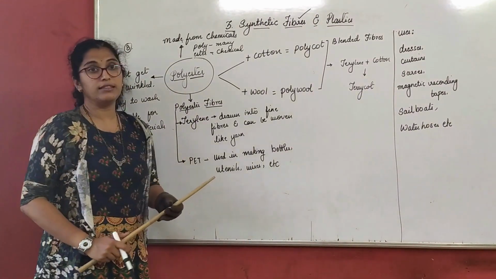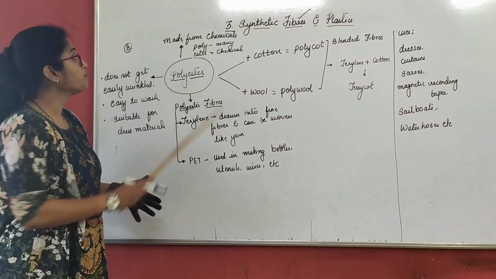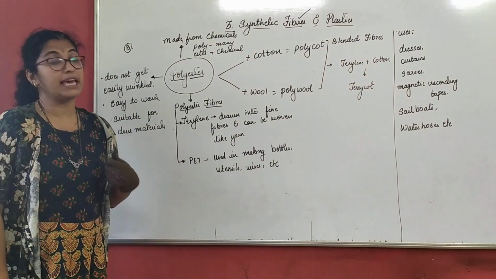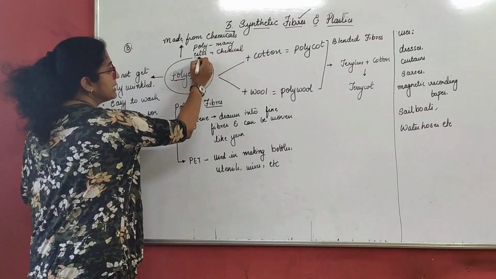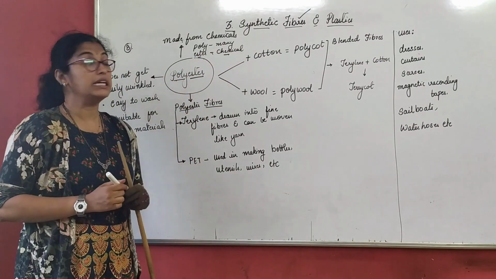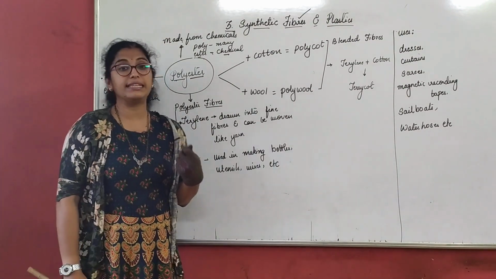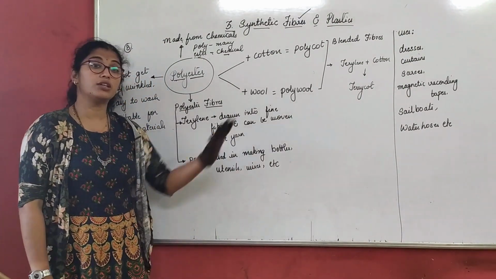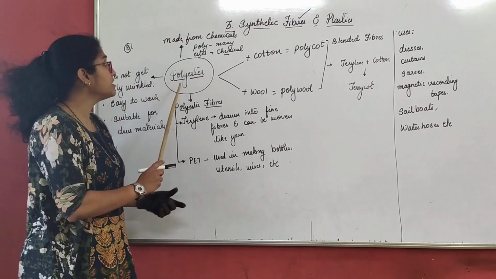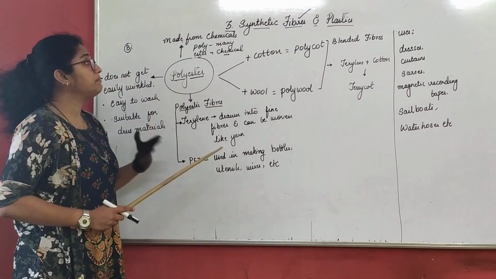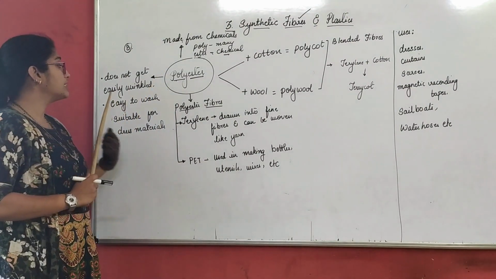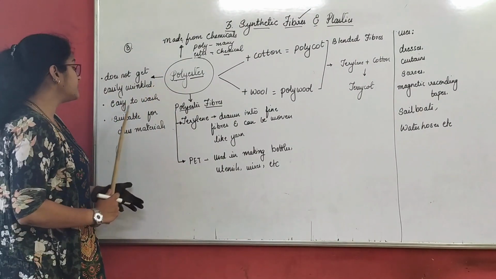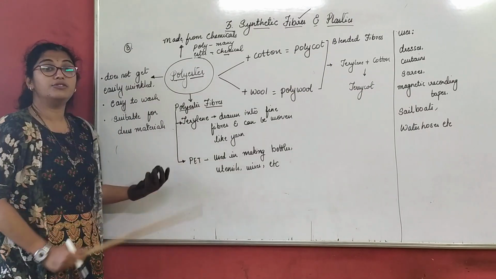Polyester is the next synthetic fiber which we will be studying. So polyester is made from chemicals. So the word tells us here, poly means many, ester means chemical. Ester is a fruity smelling chemical. We study about ester in your 10th grade. So it is made from chemicals, poly many and ester means chemical. So polyester does not get wrinkled, is easy to wash, and is suitable for dress materials.